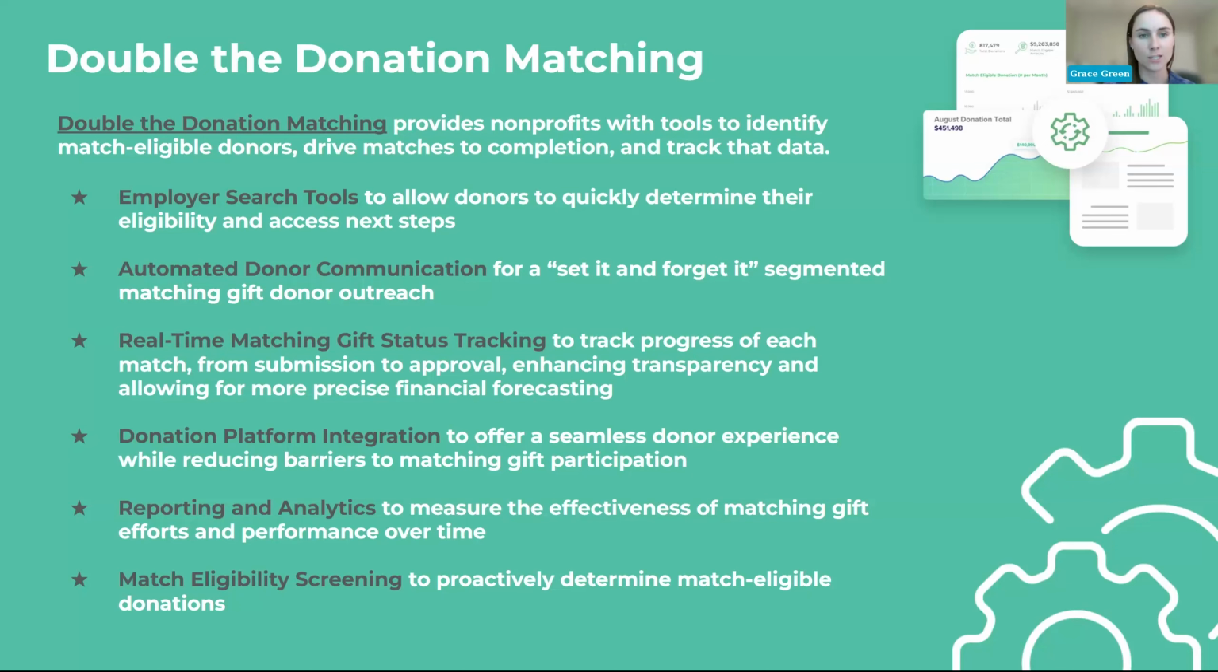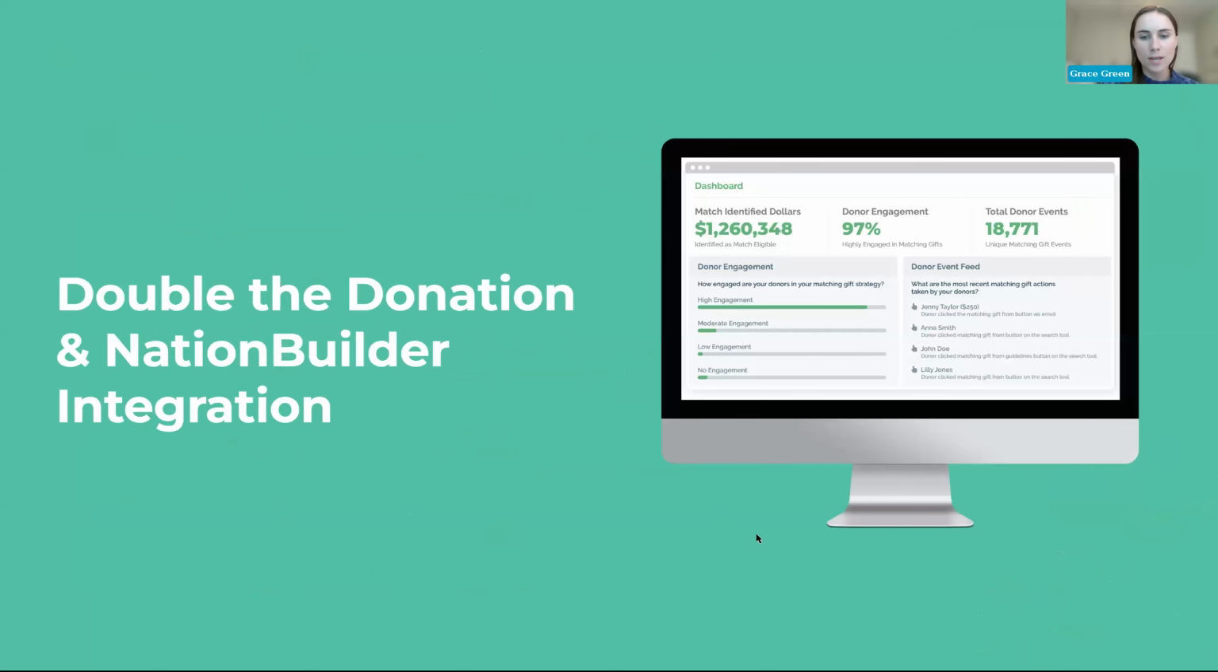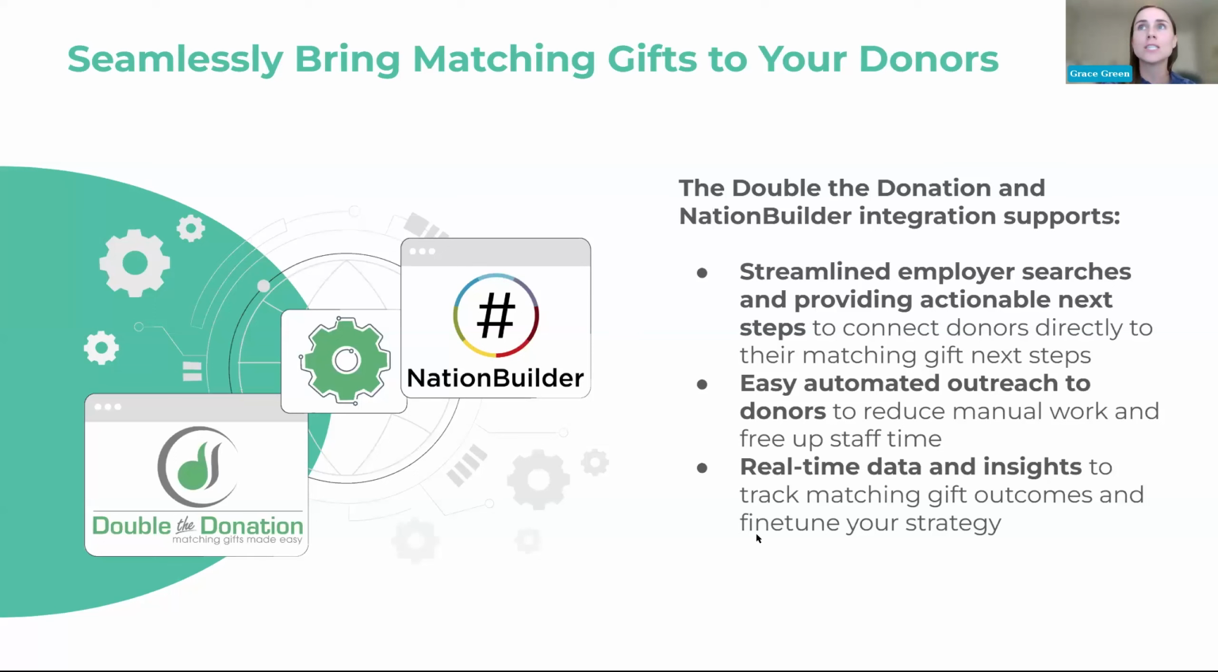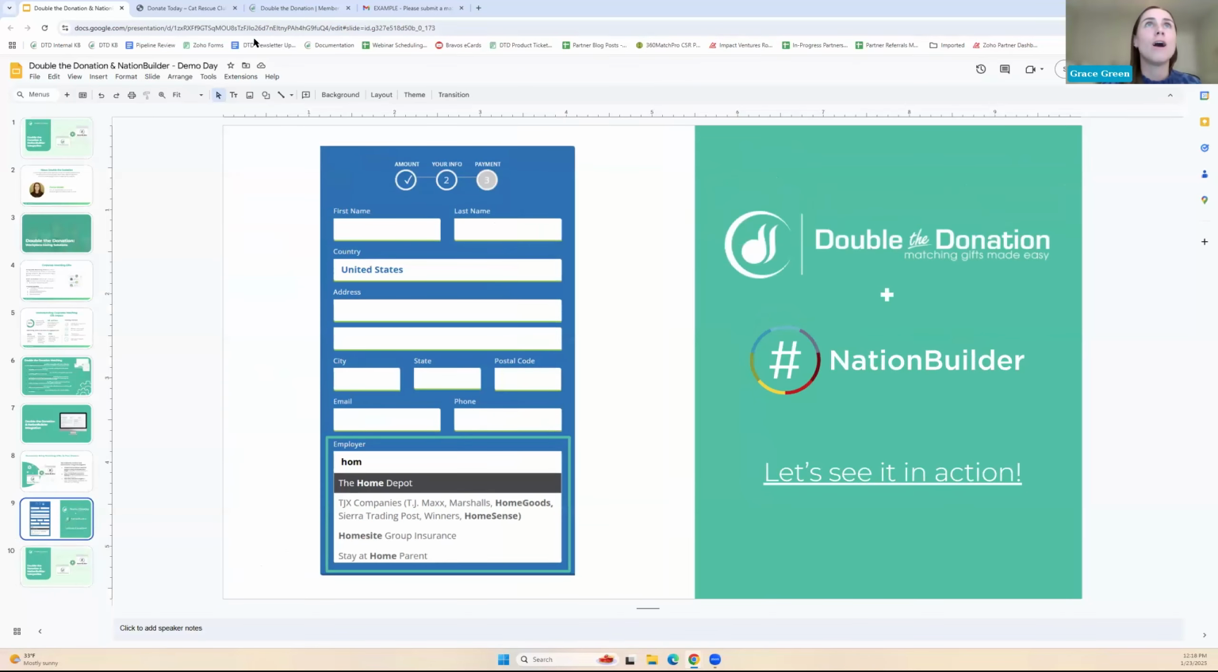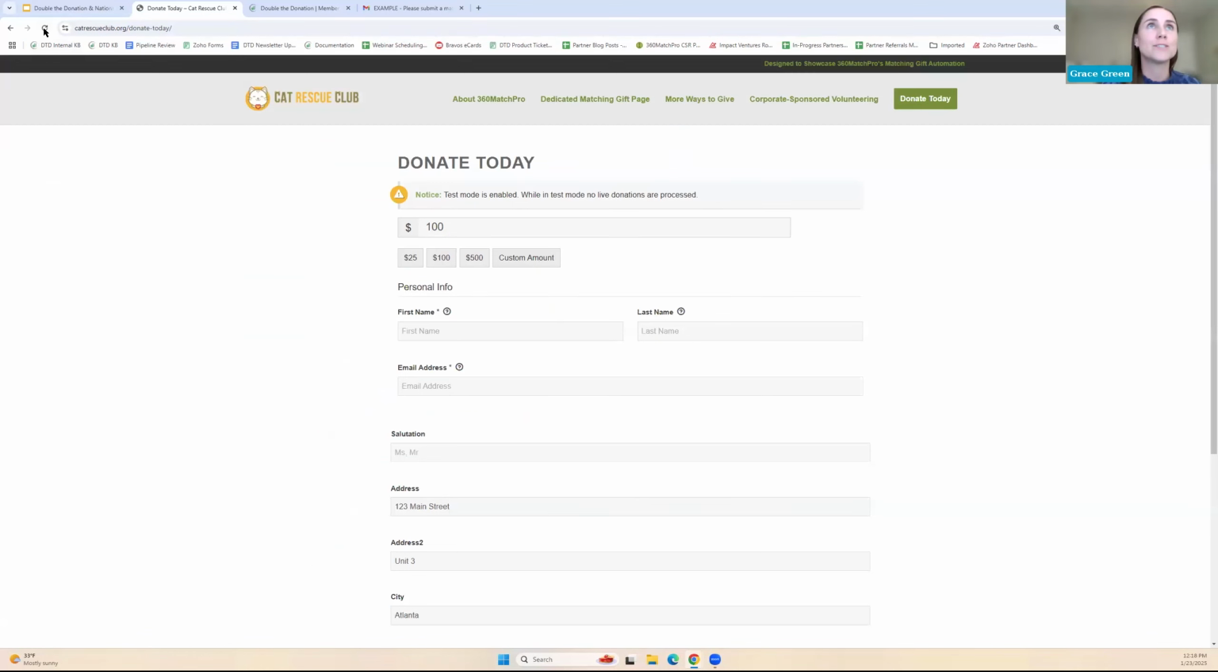And then, of course, that eligibility screening to see who's eligible and how you might be able to incorporate this into your fundraising efforts. So now, like I mentioned, I will quickly show you what the integration looks like, how you can bring this into your fundraising, and how you can actually leverage Double the Donation to bring in more from matching gifts. So I will go ahead and hop over to the Cat Rescue Club here.